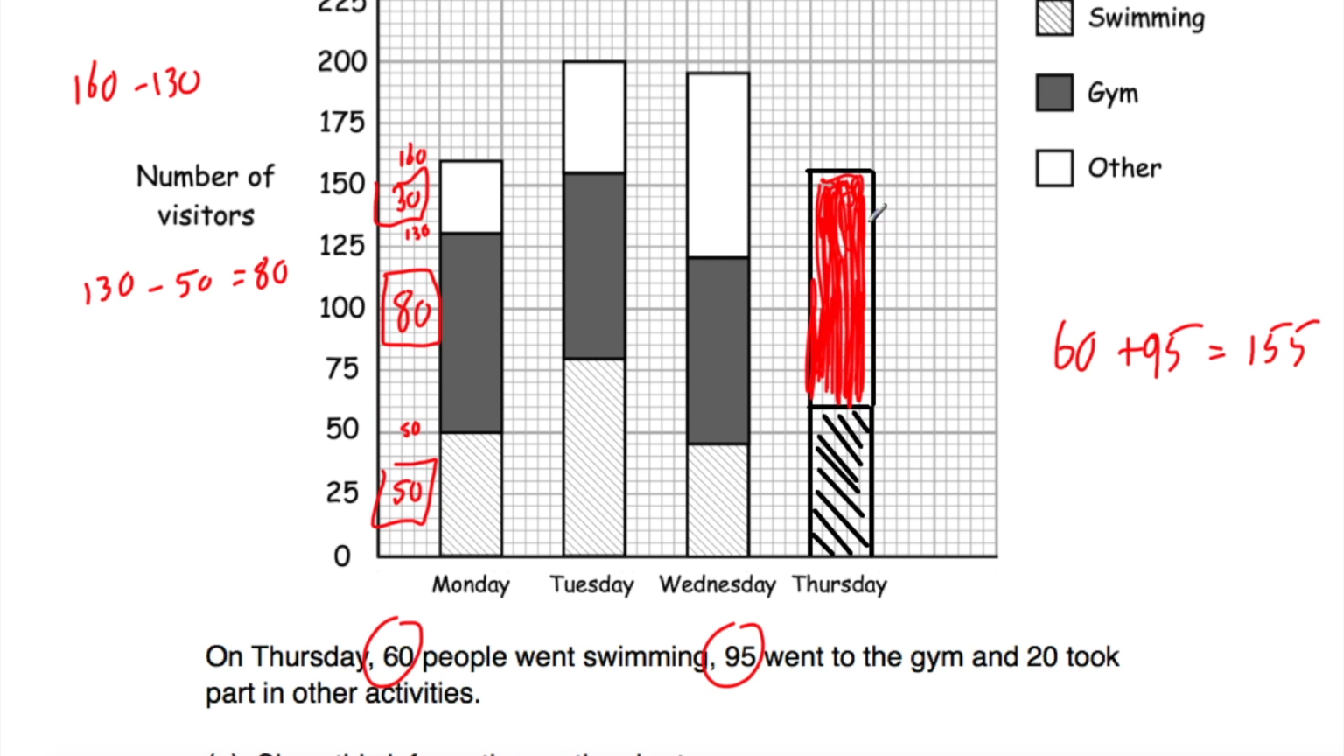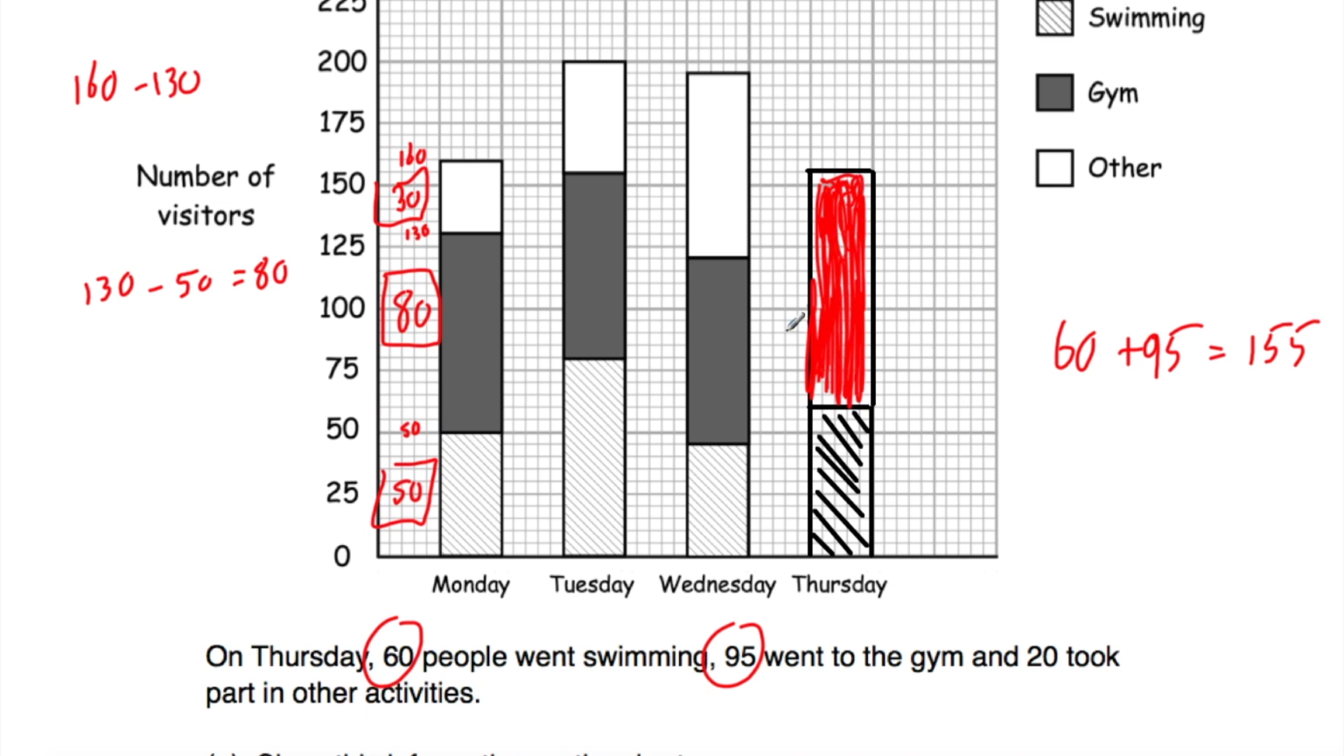Now we need to do other. Now actually, I just want to show you here that instead of doing the addition, you could start here at 60, because 60 people went swimming. You could just start here, and you want to go up another 95. You just go 5, 10, 15, 20, 25, 30, 35, 40, 45, 50, 55, 60, 65, 70, 75, 80, 85, 90, 95, and then that'll bring it up to that height. I probably would do the addition just because I know that then I'm definitely going to get it right. I'm not going to miss any squares and so on.